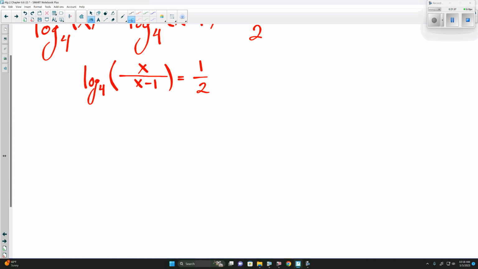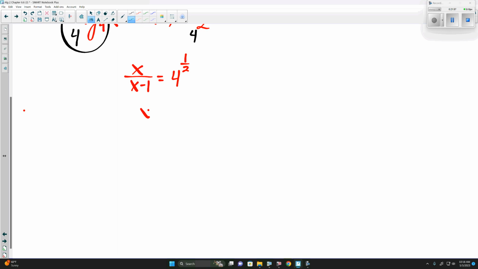At this point here, we're going to put both sides to what? Base of 4, because we want this log to simplify. 4 to the log base 4 will simplify out, leaving us with x over x minus 1 is equal to 4 to the 1/2.